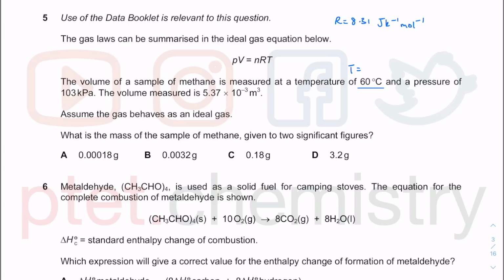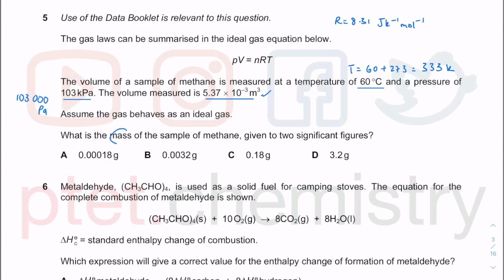How much energy is needed to raise the temperature by 1 Kelvin or 1 degree Celsius for 1 mole of any gas, that is the molar gas constant there. Pressure of the gas is in Pascal, volume of the gas is in meter cube. Very, very important there. So 60 plus 273 in order to convert the 60 to Kelvin. This gives me 333 Kelvin. Next I have pressure. Pressure of 103 kilopascal is just 103,000 Pascal. Last but not least, the volume is already in meter cube, so that one is fine.